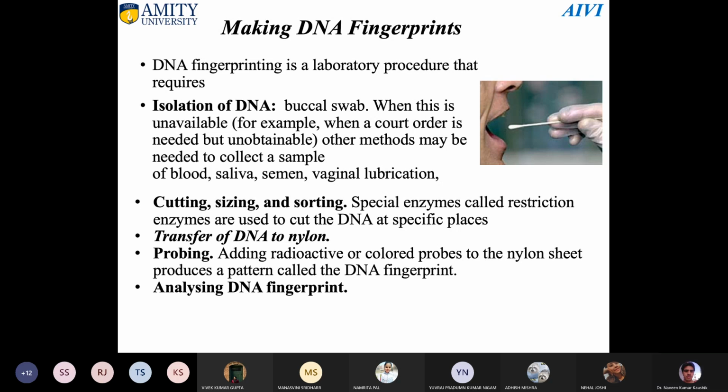you need to use a technique. What technique we are going to use, we'll discuss. That is part of your module number 2.